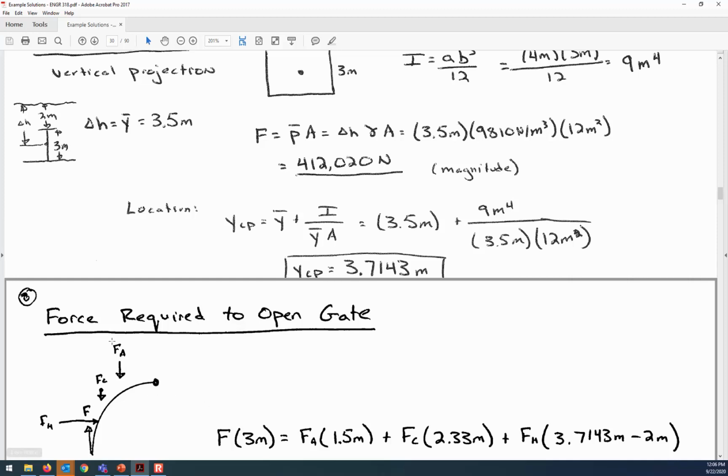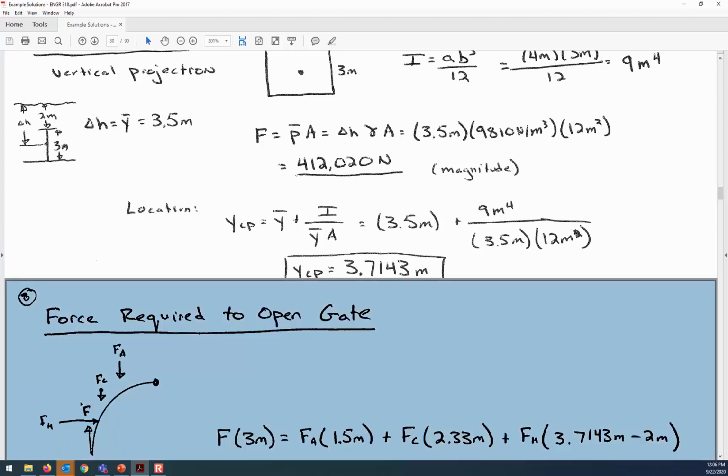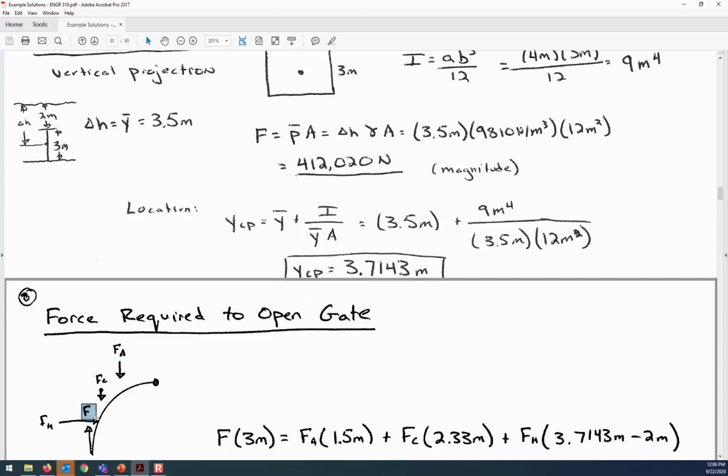So FA was the weight of the water in the rectangular element. FC was the weight of the water in the wedge-shaped element. FH is the hydrostatic force having to do with the pressure at a certain depth acting over an area. And then F is going to be us pulling upward in order to open the gate. And so you can see the applicable distances there.